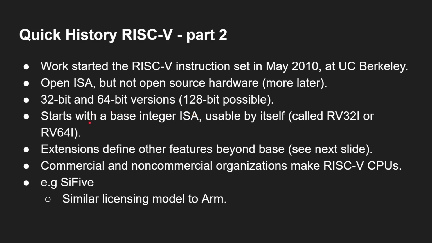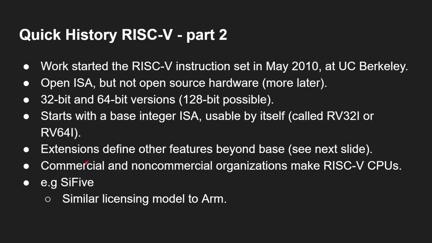Every RISC-V processor has to implement the base integer ISA, and if it's a 32-bit one, it becomes RV32I, for integer, or RV64I for 64-bit. Now that base integer doesn't even have multiply and divide commands in it, so it's a very, very simple base ISA that needs to be implemented, and then there are extensions for adding on other things, including multiply and divide.